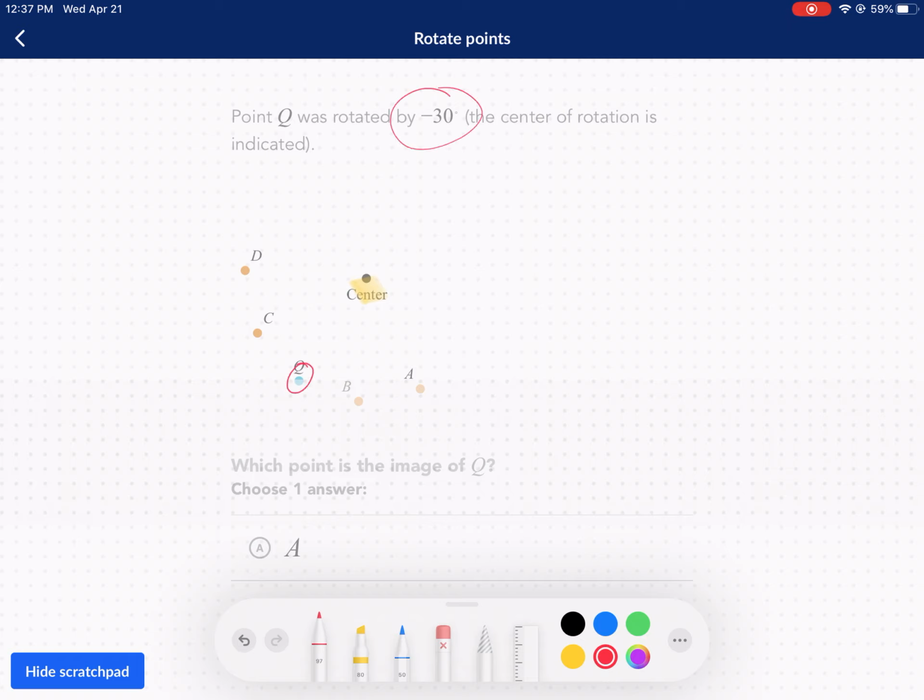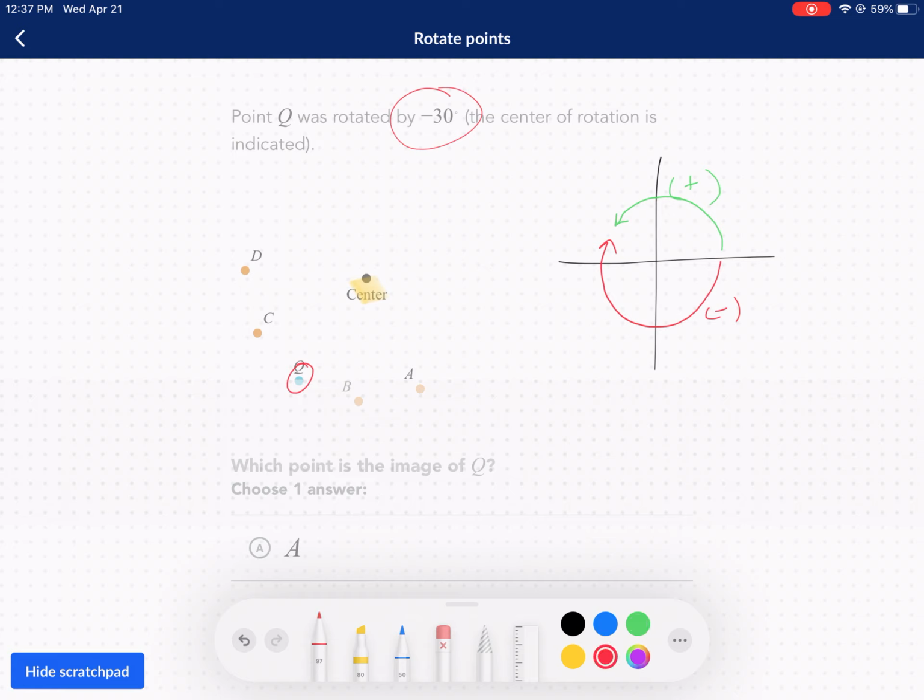Well, we have to understand positive and negative degree rotation. So if we have a coordinate plane here, a positive rotation would be going this way. So positive rotations actually go counterclockwise. Negative rotations go the opposite direction, clockwise. So that would be a negative rotation. This would be a positive rotation. So we're going negative 30 degrees.